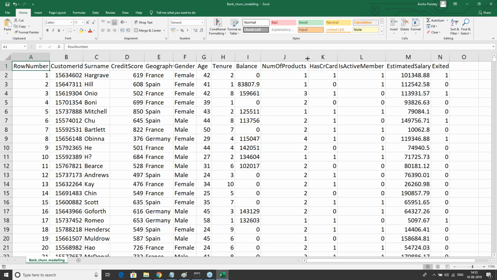But at this point of time, can we say that these three initial columns, we can reject them based on our domain understanding, that row number, customer ID, and surname don't make any sense, have no relation to whether the customer is going to leave the bank or not? Let me know if you all agree.